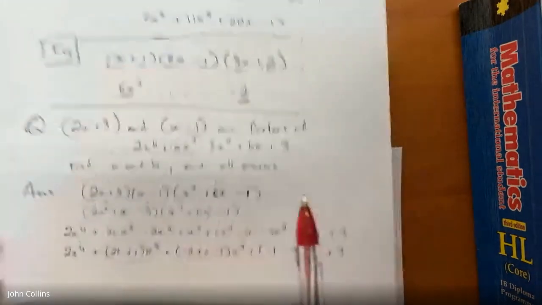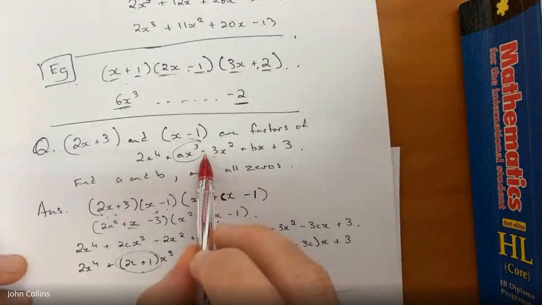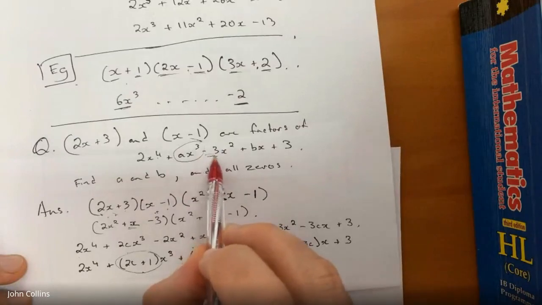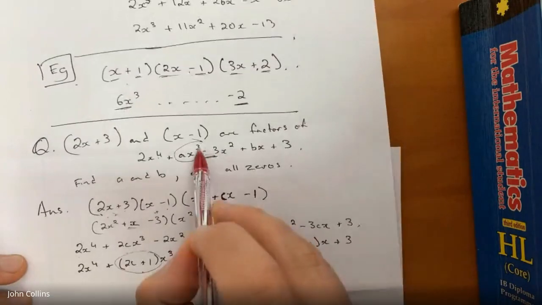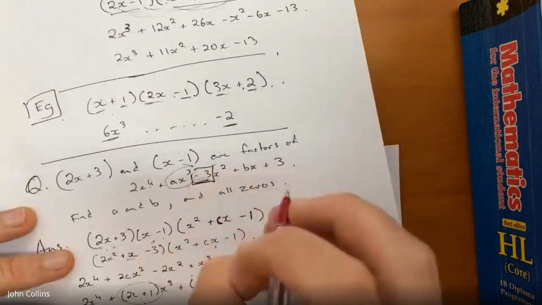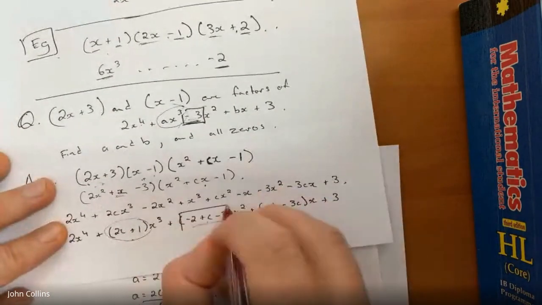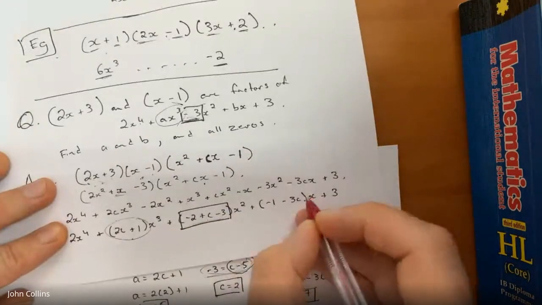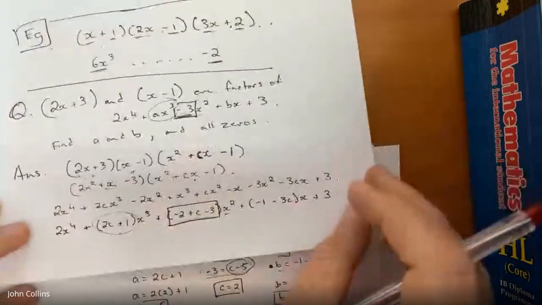The question's x squared coefficient is negative 3. So I took this bit, negative 3, and let it equal this bit, because they're both the same. They're both coefficients of x squared. Oh, so you just let that equal negative 3, I guess, right? Yes. Okay.